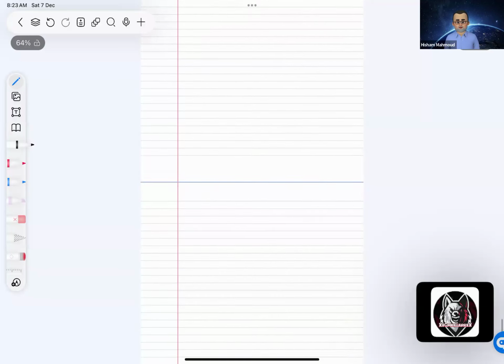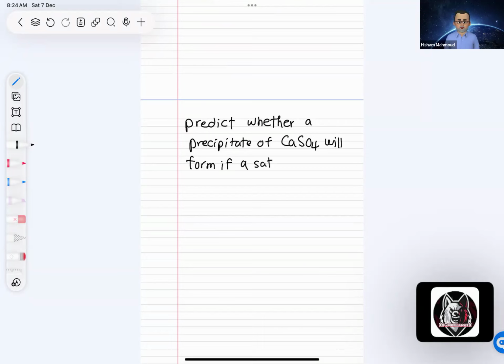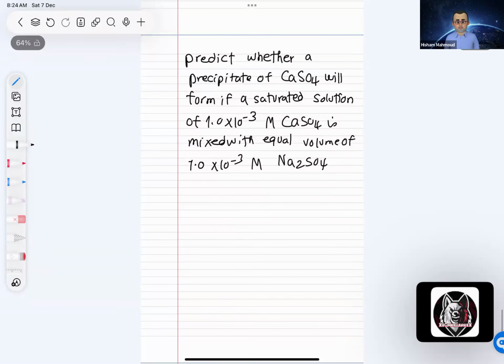It's better to write the whole question again from the beginning. So predict whether a precipitate of calcium sulfate will form if a saturated solution of 1 multiplied by 10 to the power of negative 3 molar calcium sulfate is mixed with equal volume of 1 multiplied by 10 to the power of negative 3 molar sodium sulfate. So this is the first test tube.